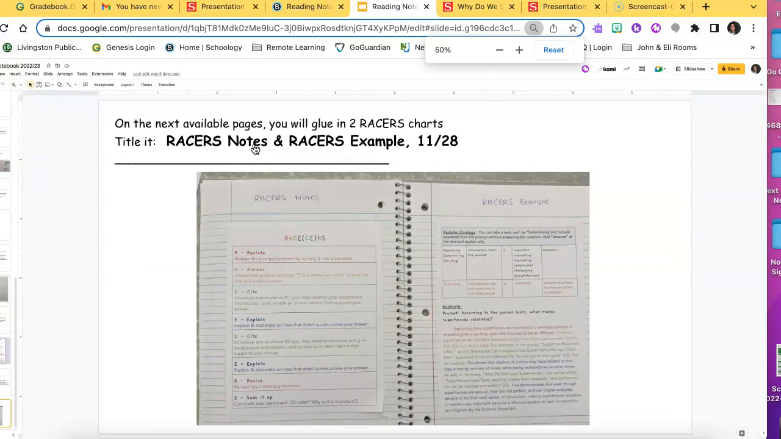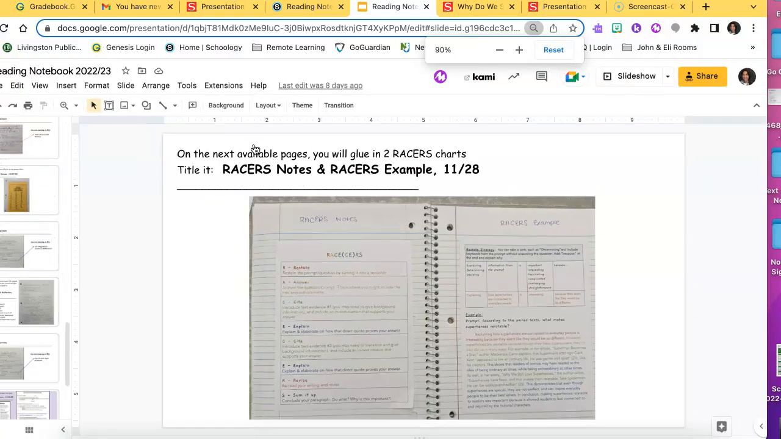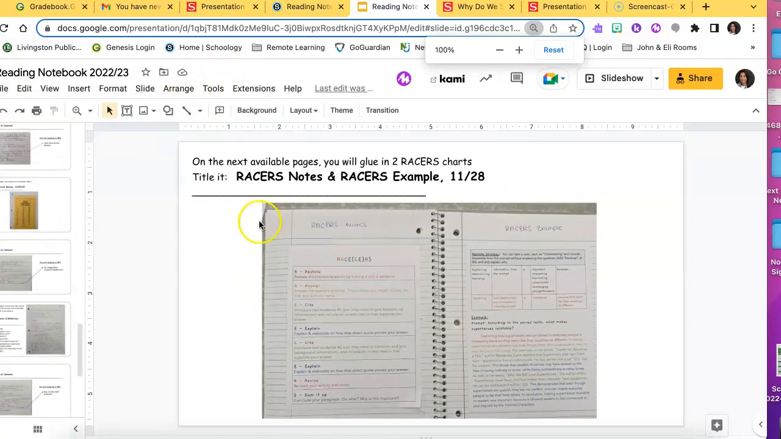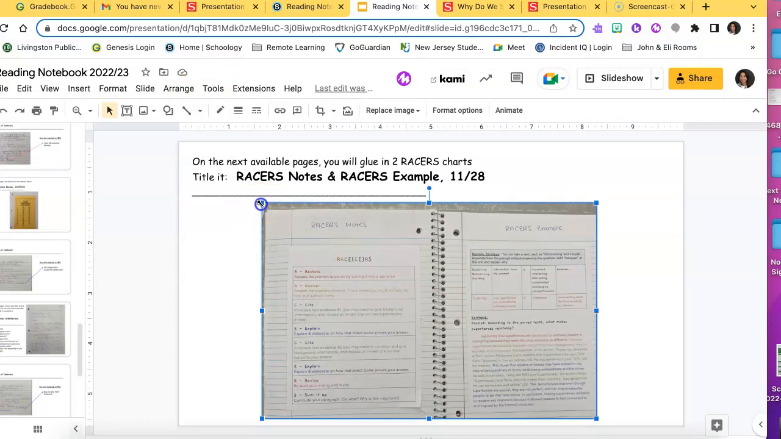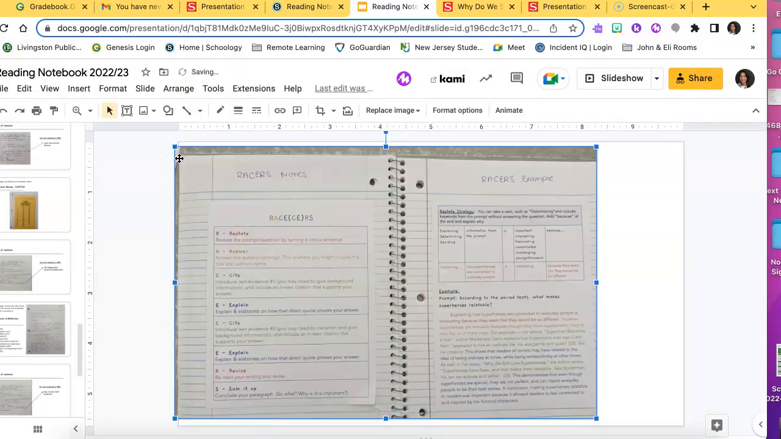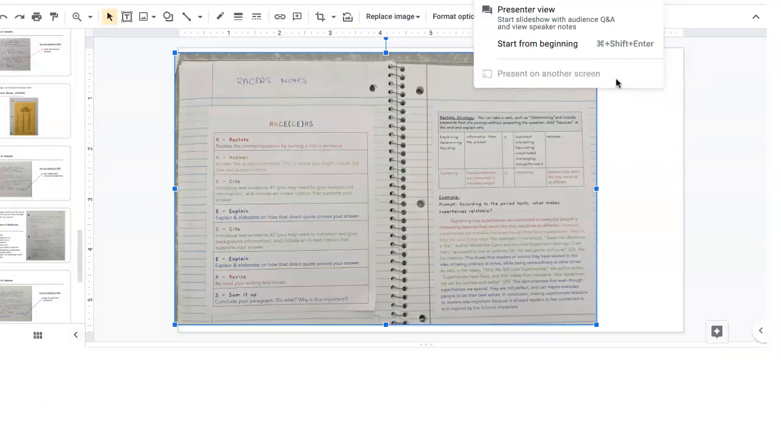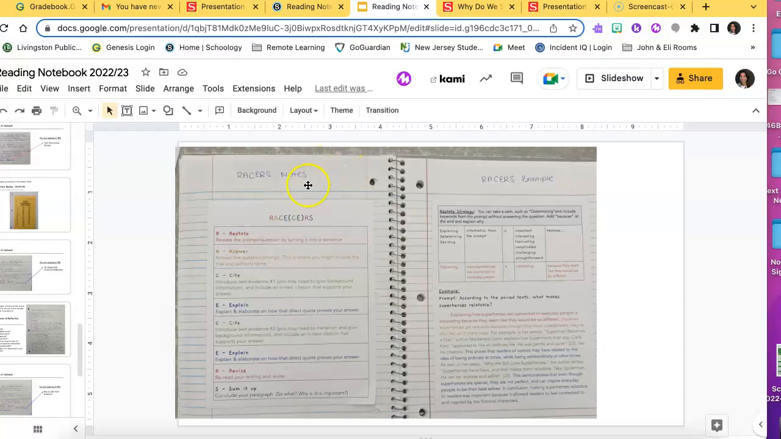Okay, so I'm not sure how I could make this bigger. Let me see if I could try one more thing. I'm just going to enlarge it a little bit here. Okay, so let me see if I click slideshow. I'm not sure if that's going to take you away from the recording, so I'm just going to go through it with this screen.